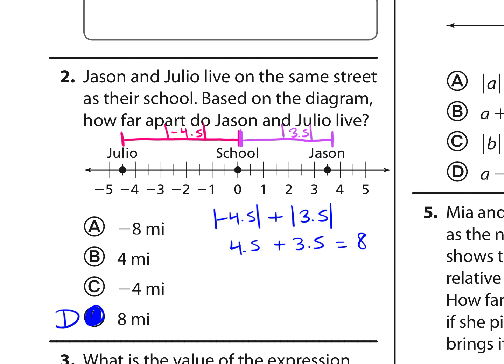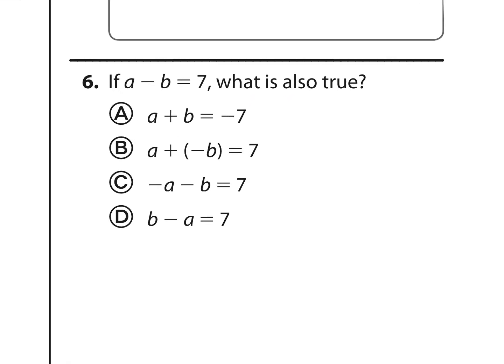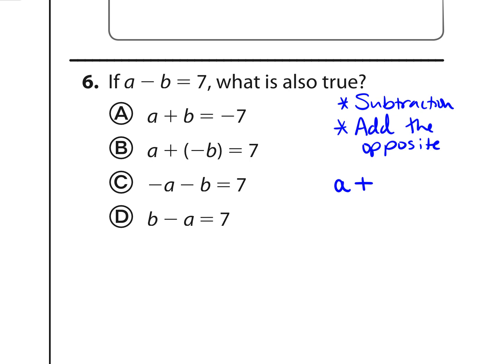Moving on to the next problem, number 6. If a minus b is 7, what is also true? Well, let's notice that this is subtraction. And we do have a little rule for subtraction that says we can change it to addition by adding the opposite. So let's think. We have a. Instead of subtracting, we're going to add. And the opposite of positive b is negative b, to equal 7. And that gives us answer choice B. A plus negative b equals 7.